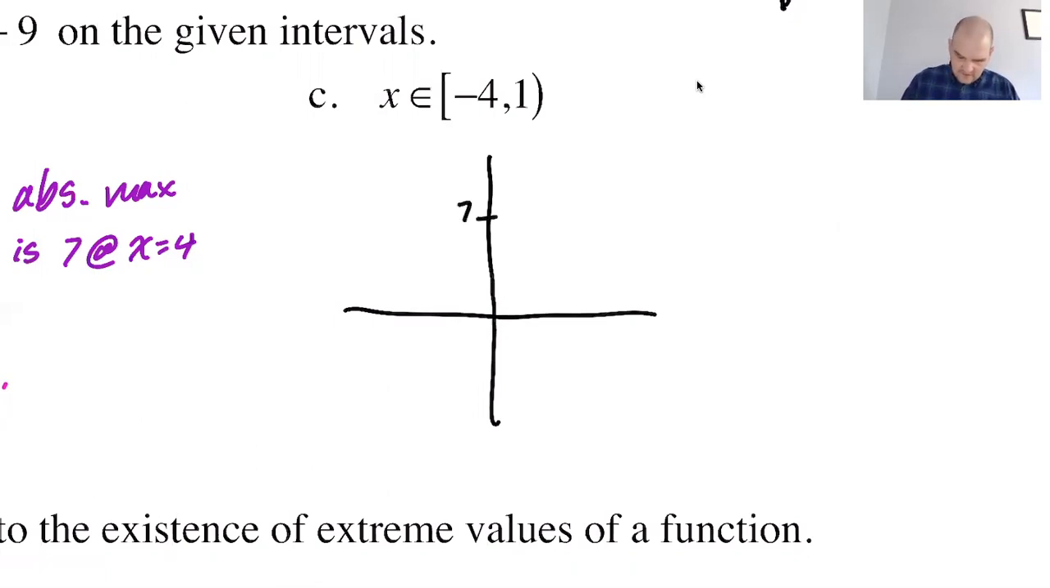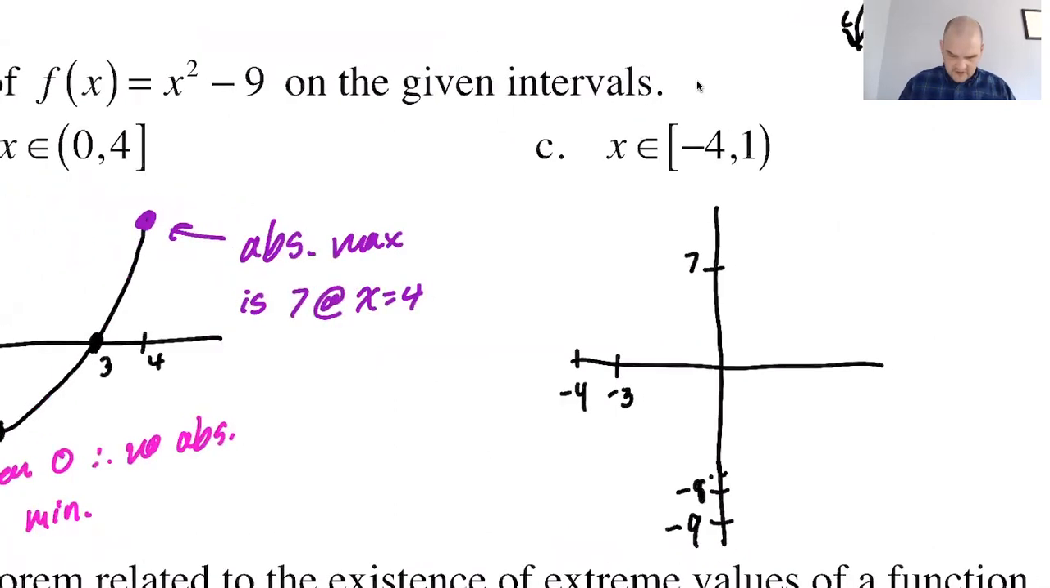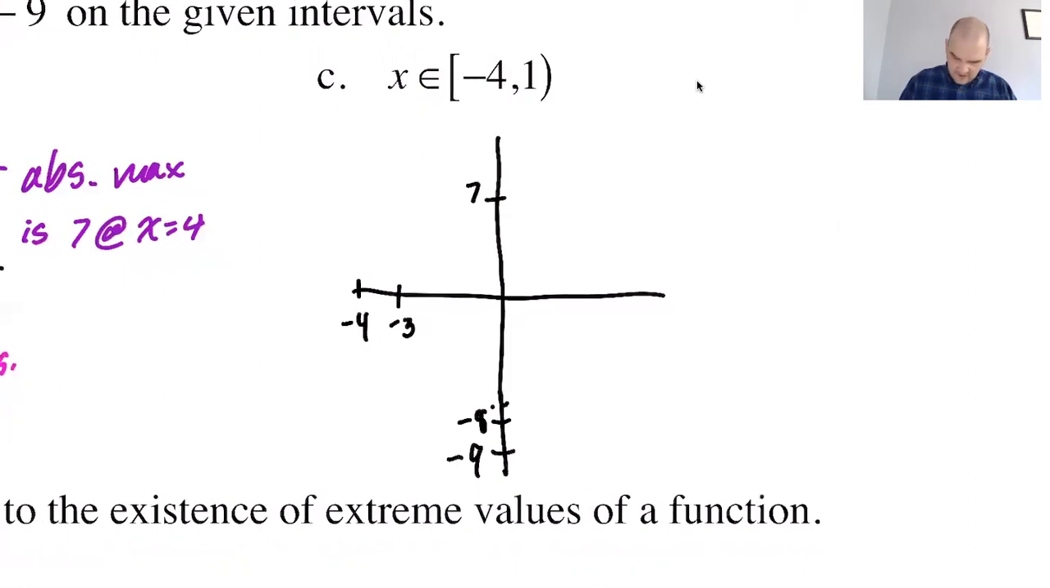So 7, let's go -4, -3. I know that at 0, I'm going to be down at -9. Just try to draw this a little more to scale. And then at 1, I can't get to 1, but if I could get to 1, I'd be at -8, I think. Let me just check. Yes. Okay, so open circle there, there, and then there, I guess. That's not as bad as it should be.